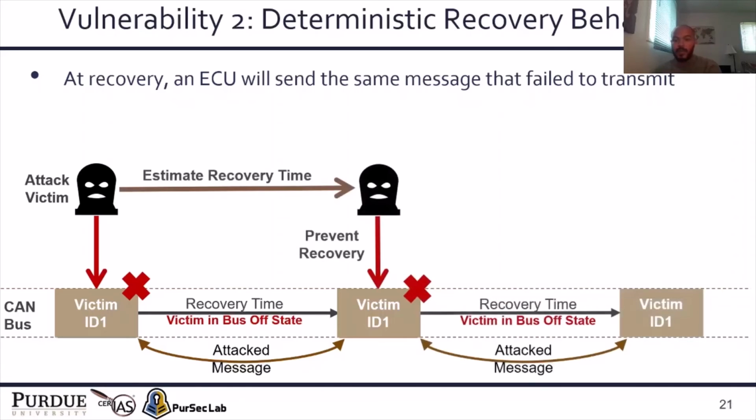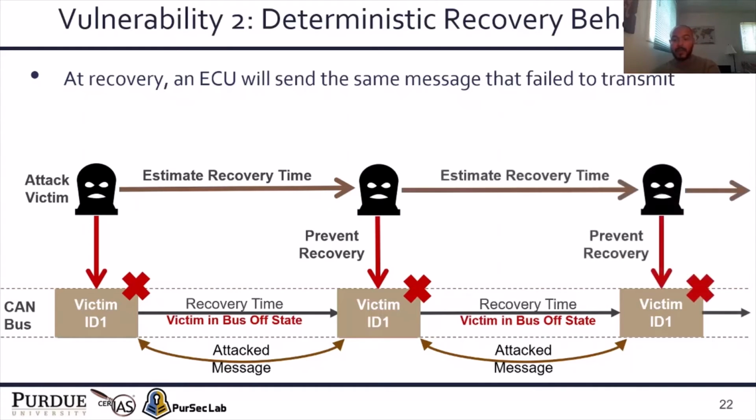The problem with such a deterministic behavior is that if the attacker is able to estimate the recovery time, the attacker will be able to re-attack the same message at recovery since it knows its ID and content. This allows for what we call the persistent bus off attack, in which an attacker keeps the victim ECU in a perpetual bus off state, constituting a persistent denial of service attack.